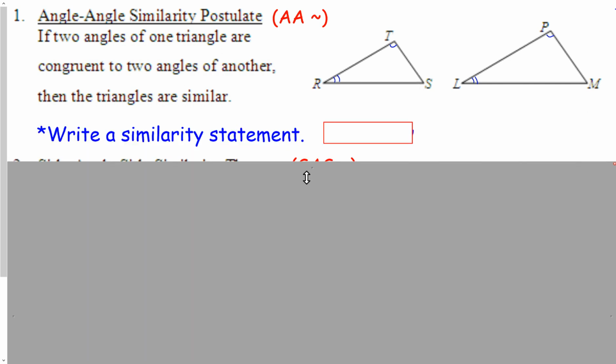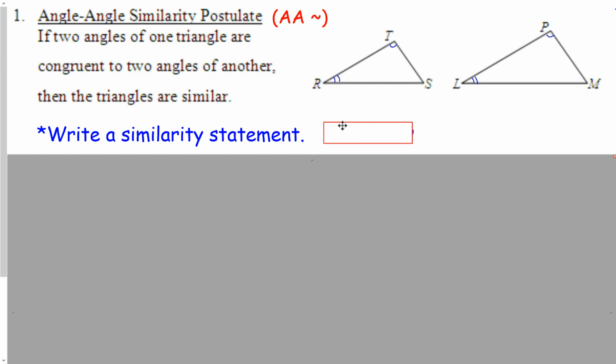The second way, before we move on, we have to write a similarity statement for these 2 triangles. Remember, a similarity statement is just like a congruence statement. So triangle, whatever we decide to name this first one, let's say we use RTS. Now we use the similar symbol, and then we have to make sure we match up the order of the vertices so that the congruent angles are in the same order. So this second one would have to be triangle LPM.